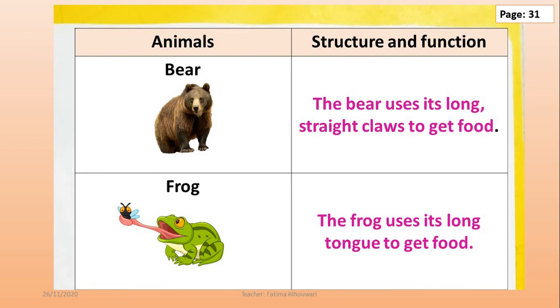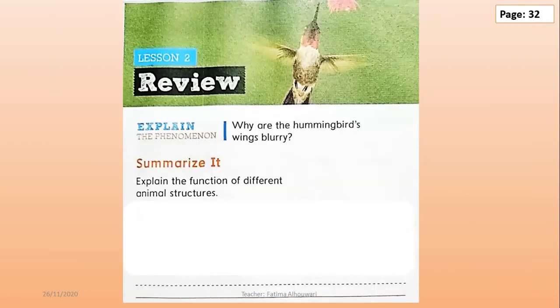Page number 31. Let's see the next page. Now, as we see, grade 1, the hummingbird has 2 wings and it uses them to fly, to move quickly. Now, the big question is, why does the hummingbird need to move quickly?